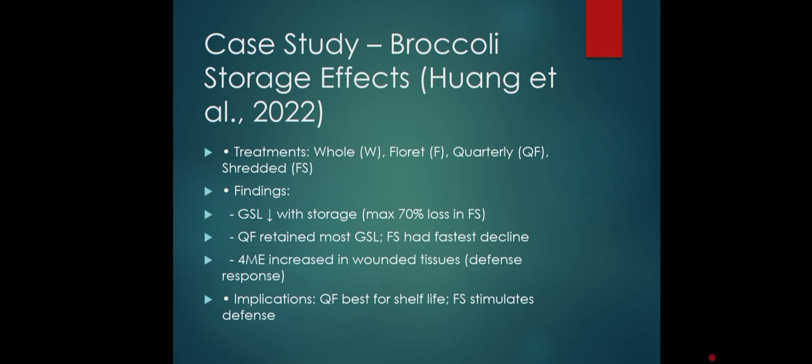It was published in 2022. The treatments used were whole, floret, quartered, and shredded. These are the findings: with storage, the glucosinolate contents are less.